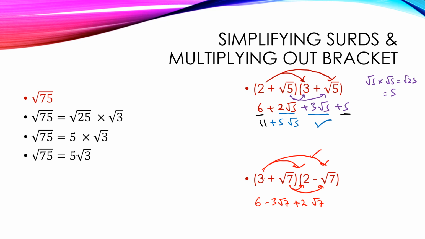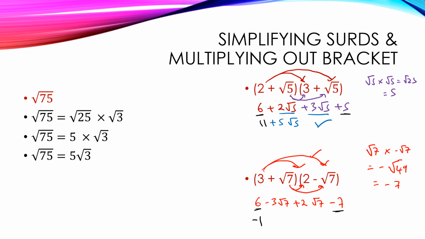And then if we do square root of 7 times minus square root of 7, that will give us minus square root of 49, which is equal to minus 7. So that will be just minus 7, because remember 7 times 7 is 49. So now if we get the like terms together, we got this one and this one. So 6 minus 7, that will give us minus 1. And then minus 3 plus 2 square root of 7.